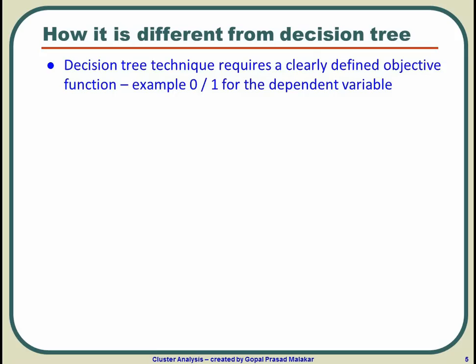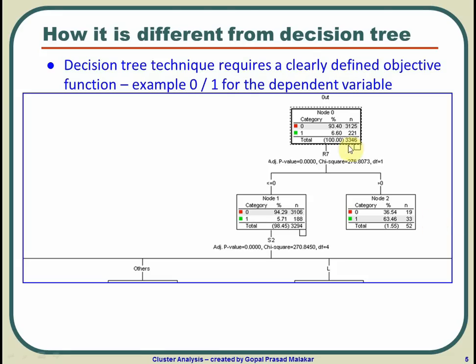So if you think of how it is different from a decision tree, the way you develop a CHAID or CART tree, there you have an objective function. Let's say the dependent variable is 0, 1, and you are trying to forecast, find out those variables which are able to differentiate the population in such a way that on one side you have more 1s, on another side you have fewer 1s. Here you started with 6.6% 1s, and in this case you are getting 63% 1s, and in this case 5.7% 1s.